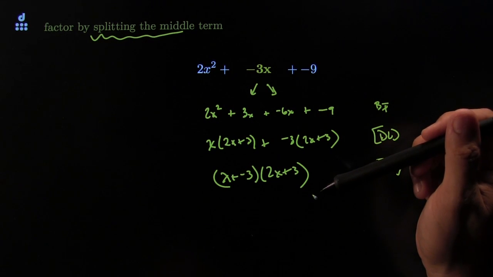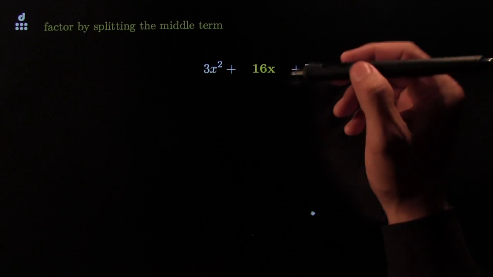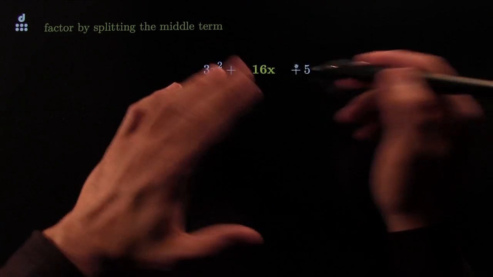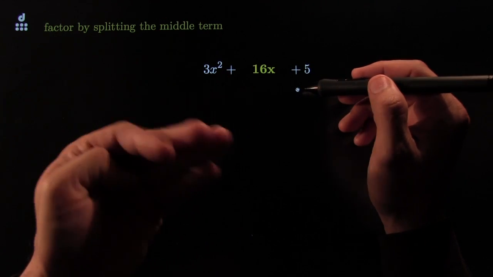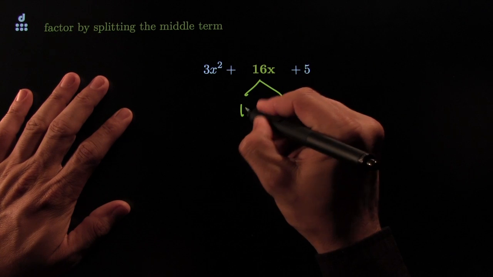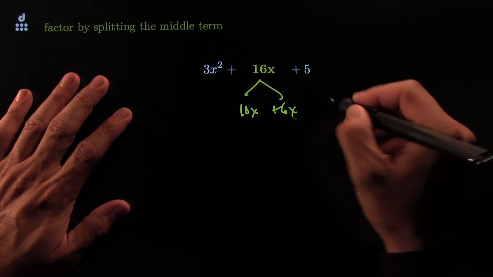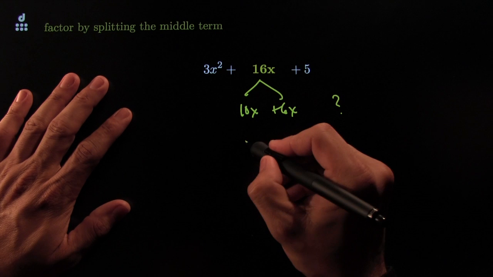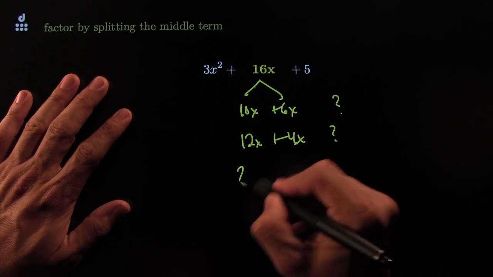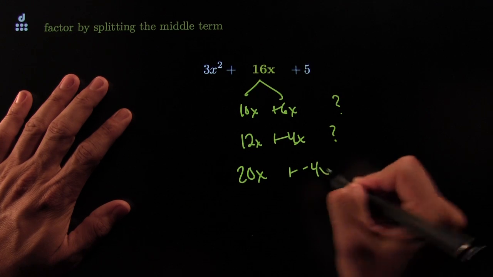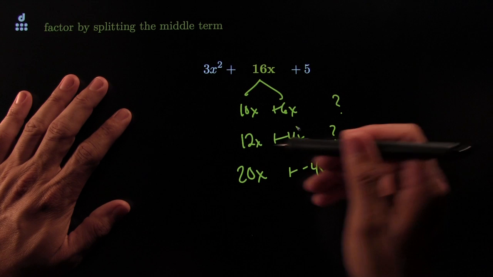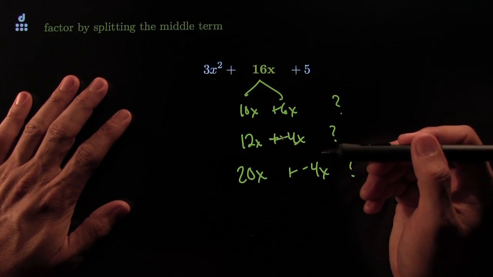Let's try another example. So suppose someone gave you this one, 16x. At first you may not know how to split it because there's really so many ways that you could split it. Someone could say, well, maybe we should do 10x plus 6x. Yeah, maybe. Somebody else might say, maybe we should do 12x and 4x. Well, yeah, maybe. Somebody might say 20x and negative 4x. Well, yeah, maybe. We could be here all night. The possibilities are really, really endless.